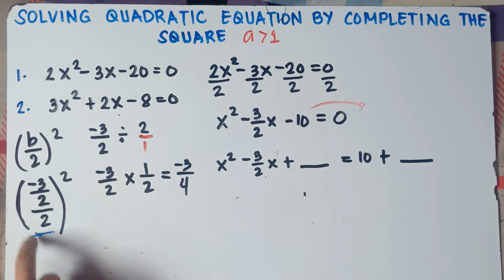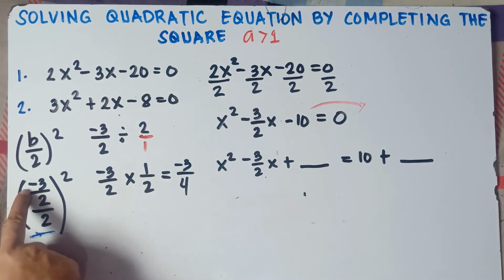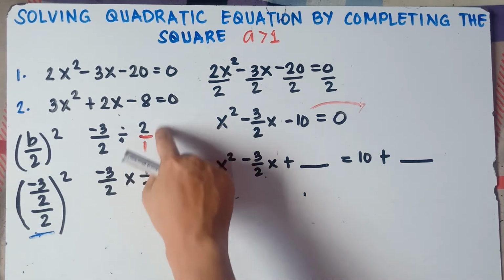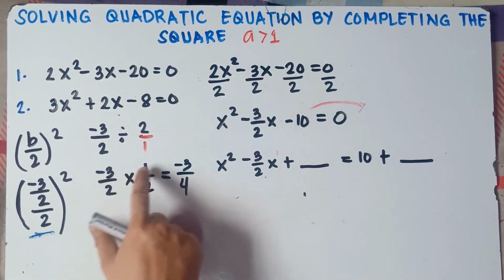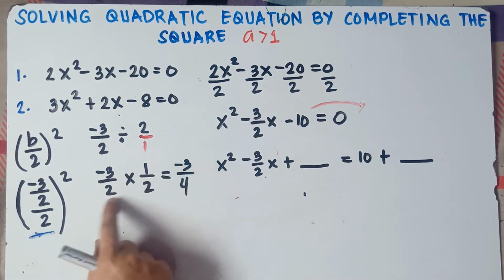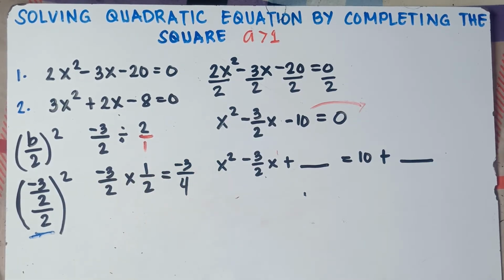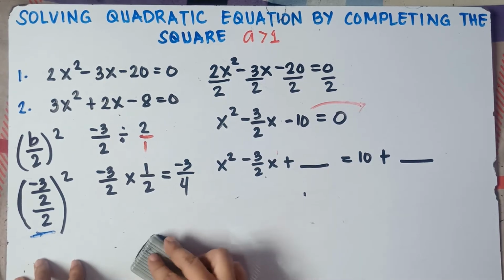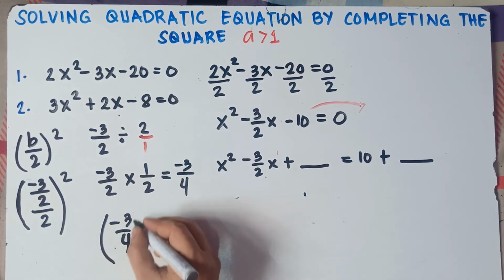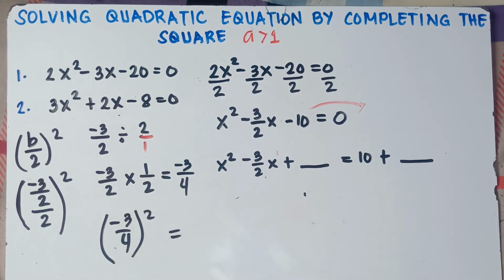Once again, when we simplify negative 3 over 2 divided by 2, we get the reciprocal. That would be negative 3 times 1. Proceed to multiplication. Negative 3 times 1, that's negative 3. 2 times 2, that is 4. So therefore, this is negative 3/4, then squared.